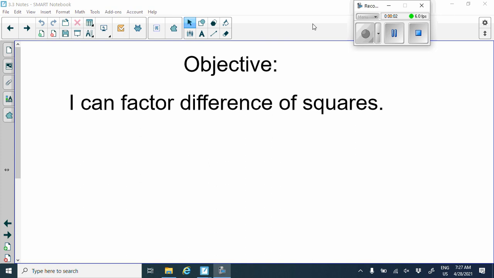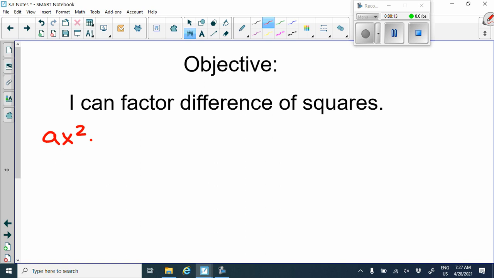Hey guys, so here's the notes for 3.3. We're going to be talking about factoring difference of squares. So what could difference of squares look like? Well, this is where we're going to have our ax squared, and then we're going to have our minus c.